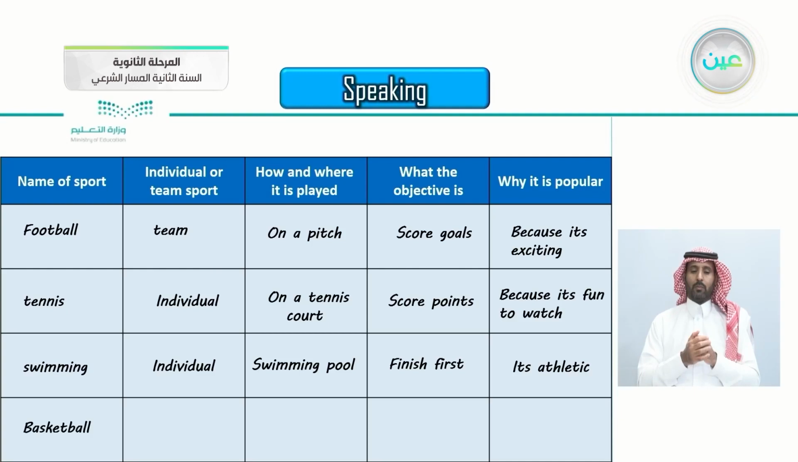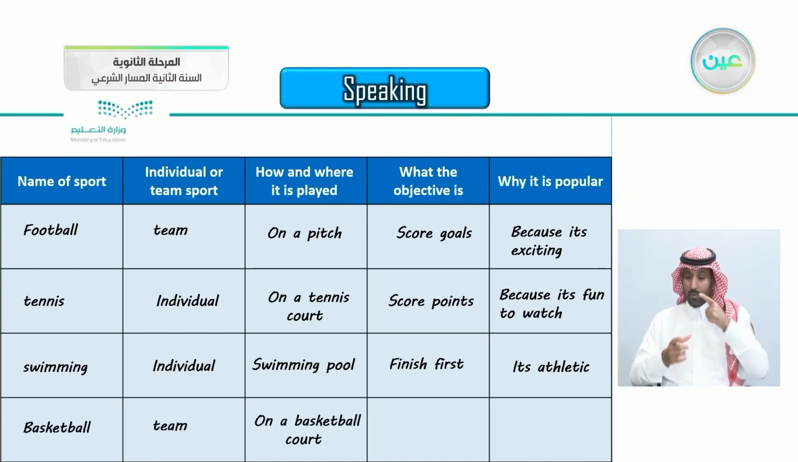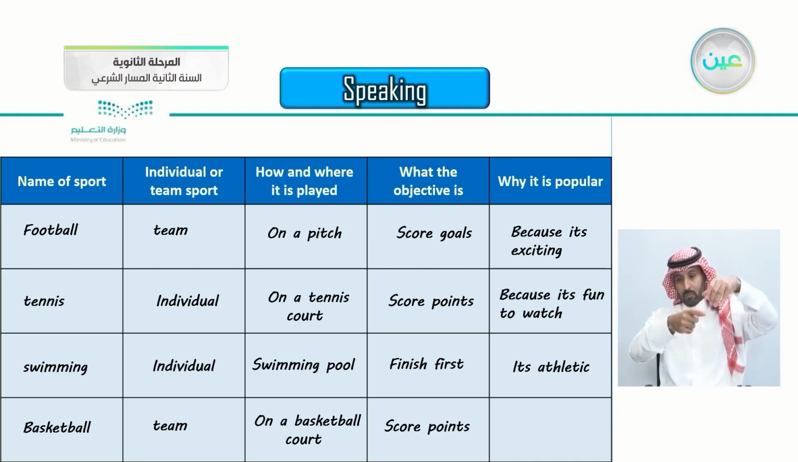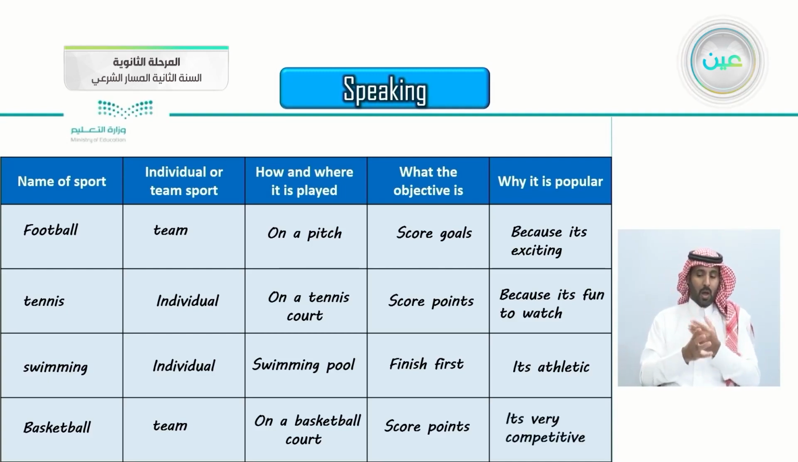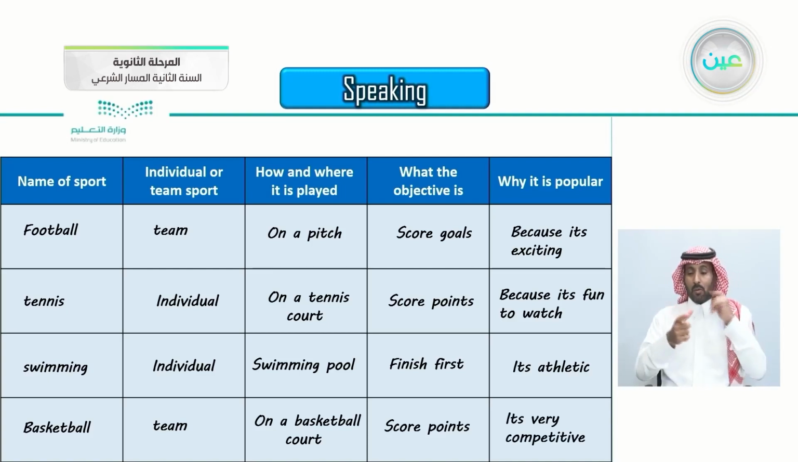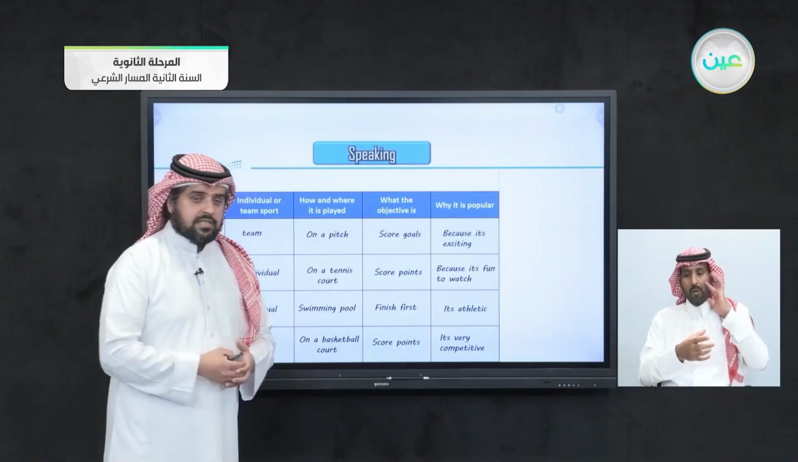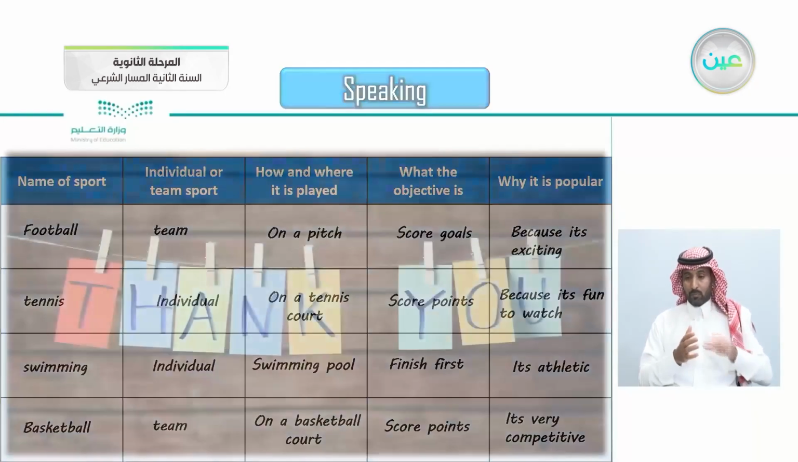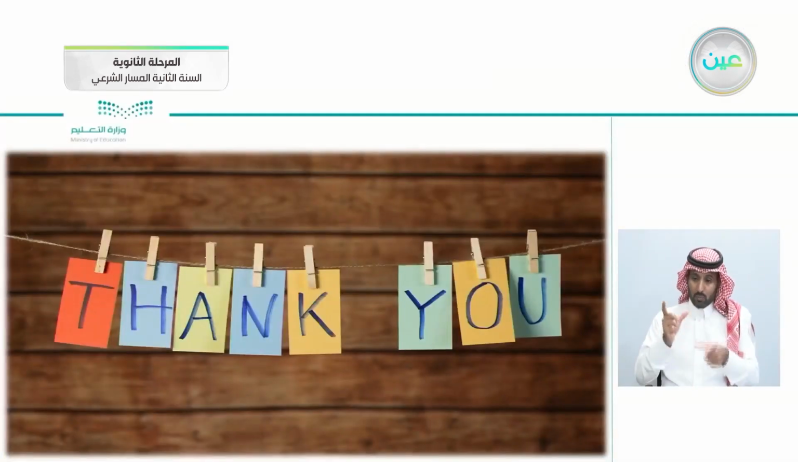Also, basketball here. Of course, we all know basketball is a team sport, and it's played on a basketball court, and the objective is to score points. The objective of basketball is to score more points. Why is it popular? It's very competitive. Of course, with all of these sports, you can come up with many reasons. But I came up with some of them, that basketball is very competitive. And with that, we reach the end of this lesson.